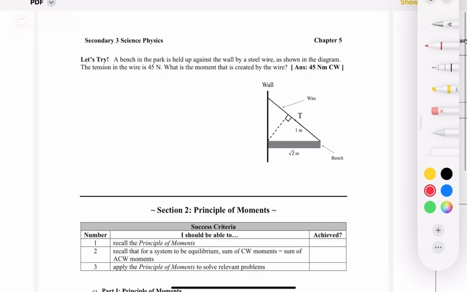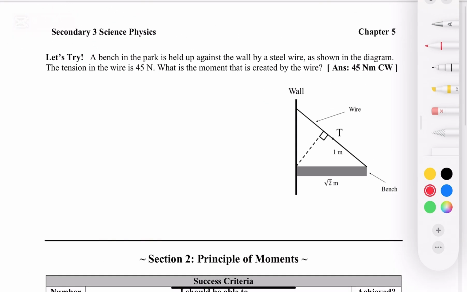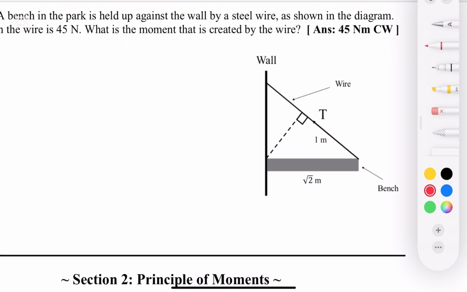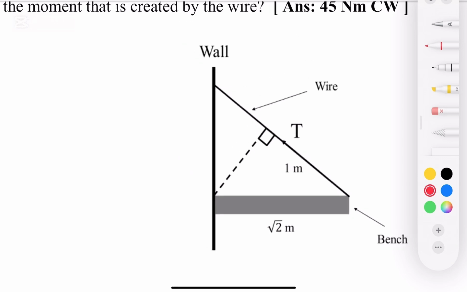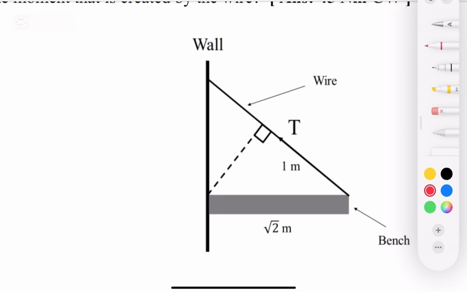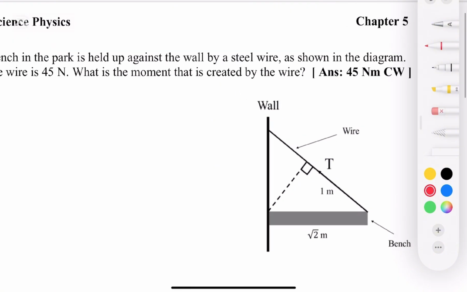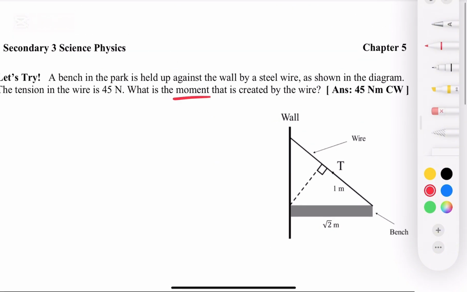Okay, last example here. This is a very classic test question, right? So let's try. So you have this bench. Now this can be made of rocks or wood, whatever. It's a bench that is held up against the wall by a wire. The question asks, what is the moment created by the wire? So there must be a force and there must be a perpendicular distance over here, right?